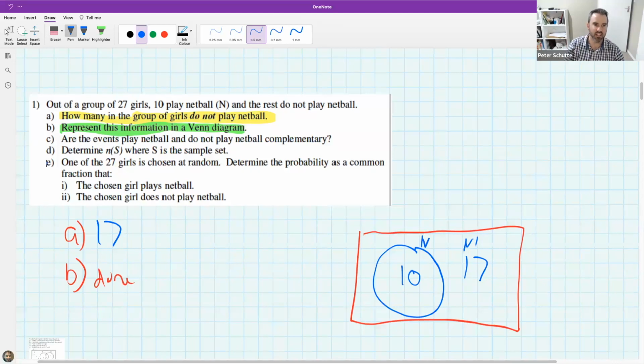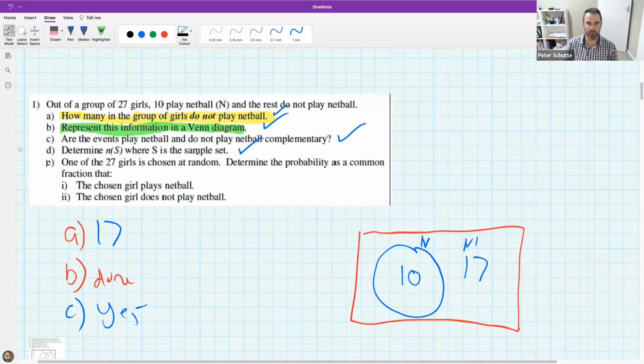Okay, question C, are the events play netball and do not play netball complementary? Are they complementary or not, based on what we discussed previously? Yes, they are, because they are mutually exclusive. If you play netball, you can't also not play netball, and they fill the whole sample space. So that's yes. Determine the N of S, where S is the sample set. What's the N of S going to be?